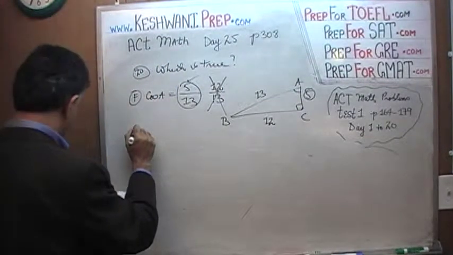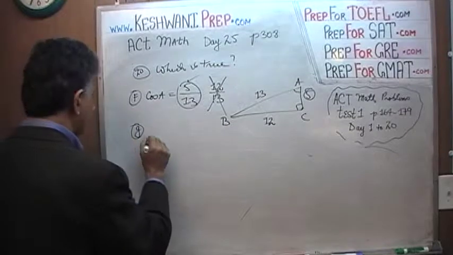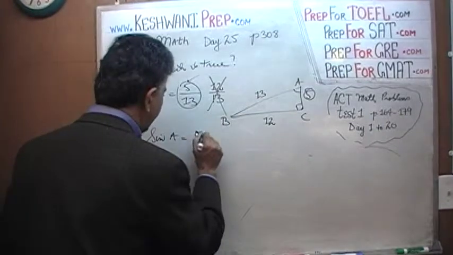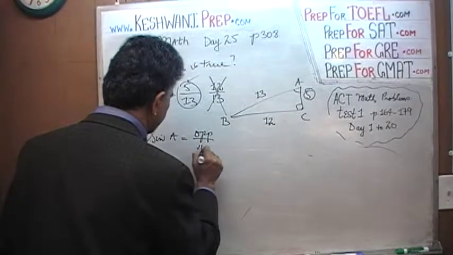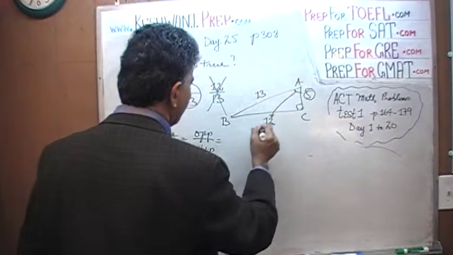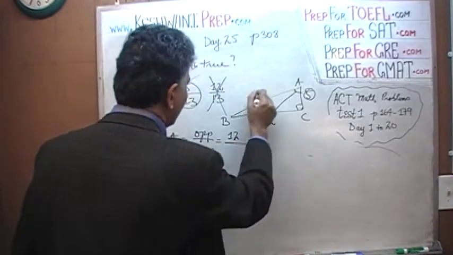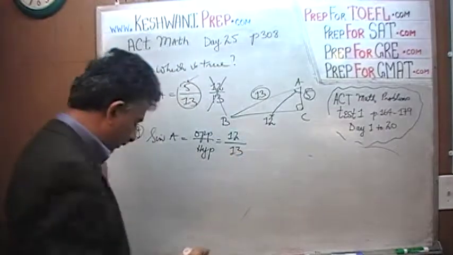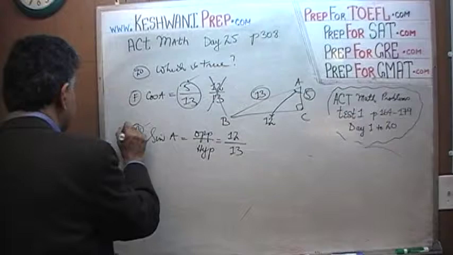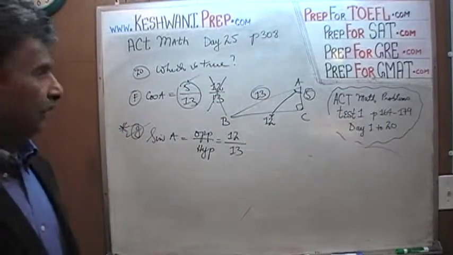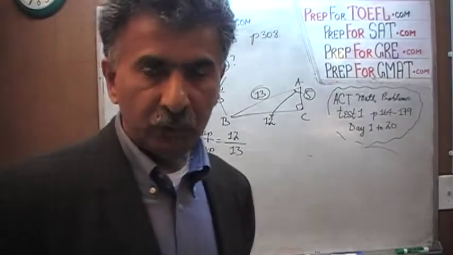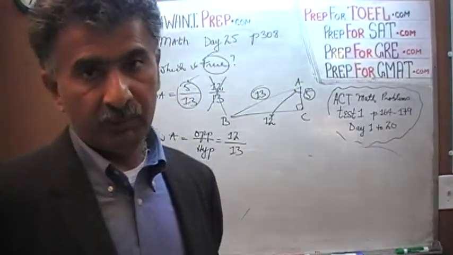Answer choice G says sine of A equals, well, what is sine? Sine is opposite over hypotenuse. Opposite to this angle is 12, over hypotenuse, which is 13. And what do they give us? They give us 12 over 13. There you go, the answer is G. G is the correct one because it says which one of the following is true, and obviously we're not going to find two answer choices which are true. We found the one that is true.